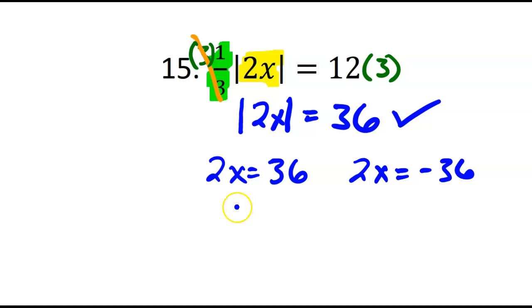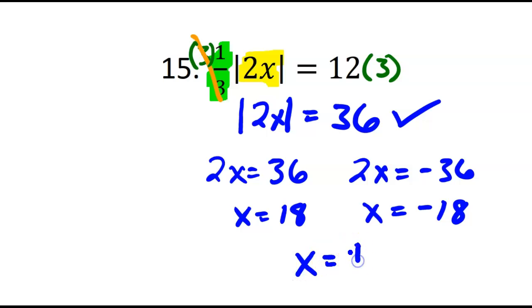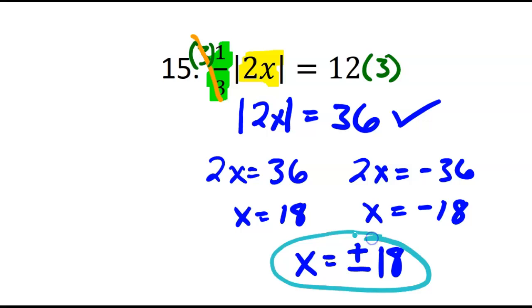Divide by 2. On the left, I'm going to get x is a possibility of 18. On the right, x is a possibility of negative 18. Quickly mentally checking that back, they both work. Since they're positive and negative of the same number, I'm going to be lazy and write it as plus or minus 18. Be careful with this notation because this essentially is two values, a positive 18 and then also a negative 18. And that is the end of the examples for absolute value.